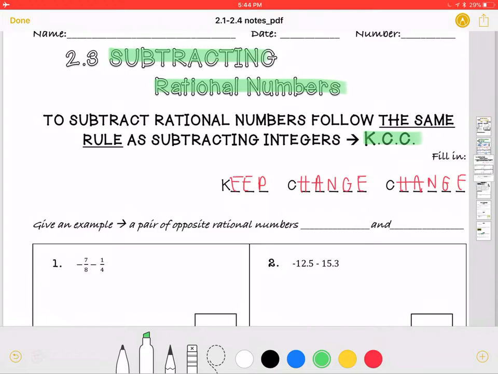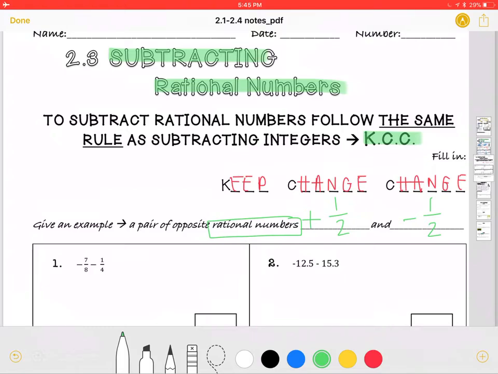So first of all, let's give an example of a pair of opposite rational numbers. Remember, opposite means we have one positive, one negative. So one will be a positive version of the number, and one will be a negative version of it. All I want you to do is give me a pair of opposite rational numbers. You can think of a pair on your own. I'll give you an example here, positive 1/2 and negative 1/2. All I'm looking for are opposites, either fractions or decimals. So make up your own or write down my example.